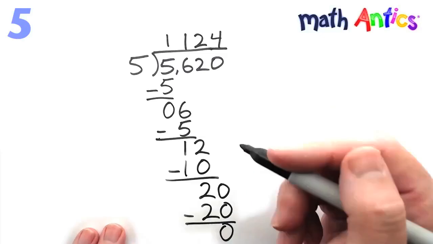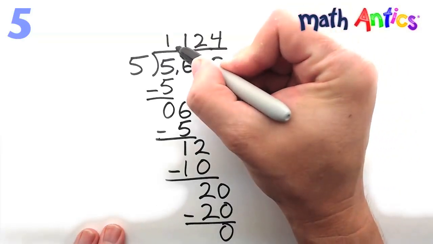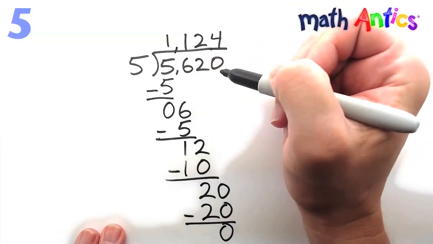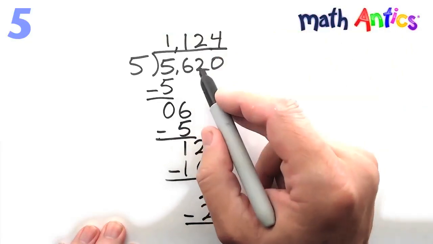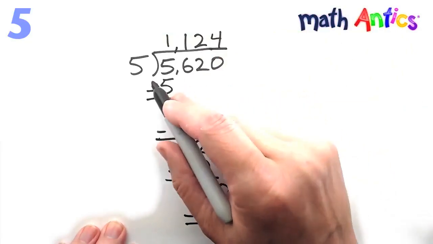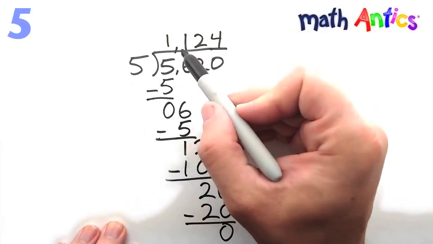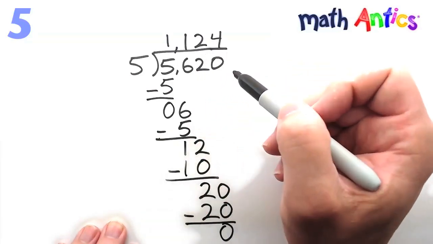All right. So there, I'll put a comma in here as well so it's easier to read. And we can see that 5,620 divided by 5 equals 1,124.